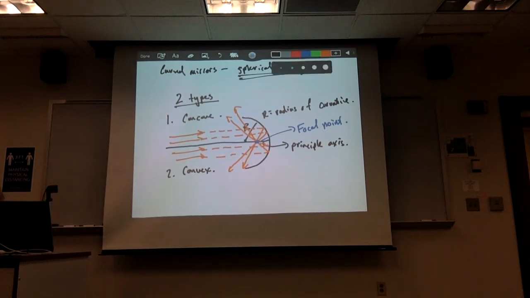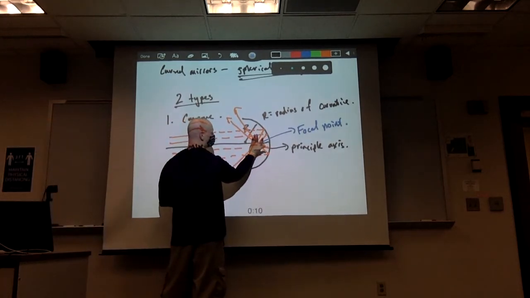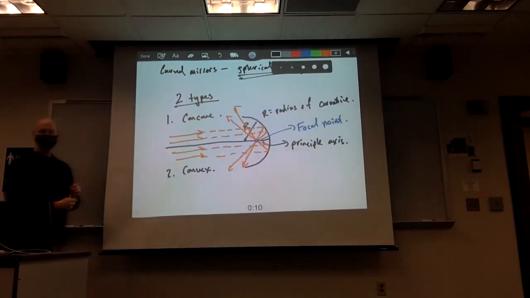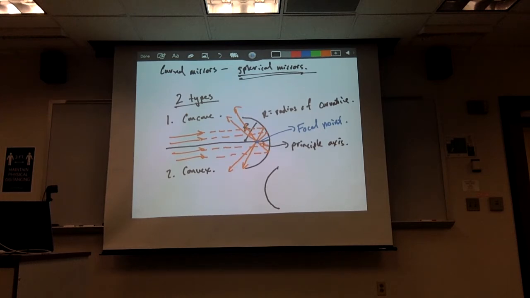A convex mirror is the complete opposite. Basically, imagine that I take this thing and I flip it in the other direction. Now in this case, it's going to hit the back side of the sphere, which means for a convex mirror, it's going to do something like this. Okay, so this is my convex mirror. Again, I'm going to have my principal axis. Here's going to be my principal axis. I'm going to extend that in this direction. This is my principal axis.